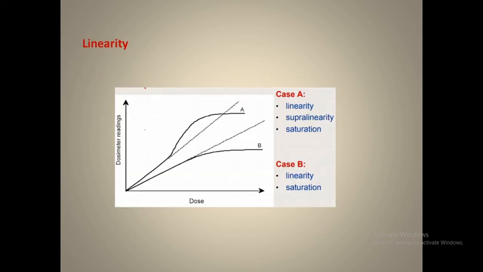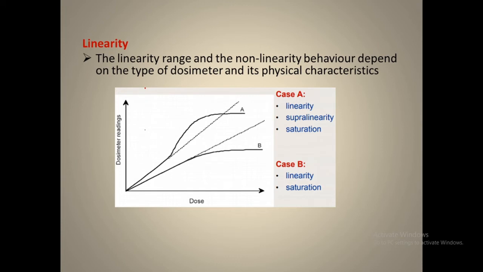Next is about linearity. The dosimeter reading should be linearly proportional to the dosimetric quantity. Beyond a certain dose range, a non-linearity sets in. The linearity range and the non-linearity behavior depend on the type of dosimeter and its physical characteristics.